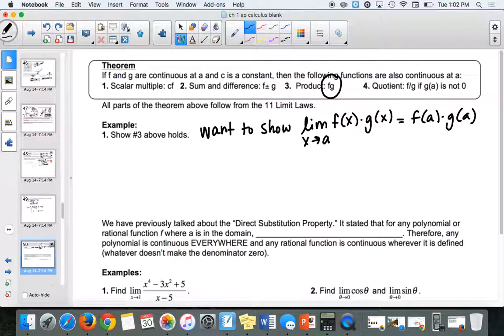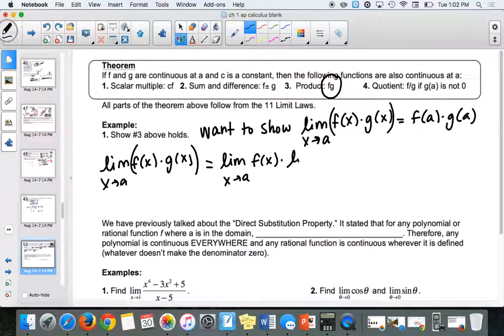So we know that the limit as x goes to a of f of x times g of x, maybe I should do big parentheses, is the same as the limit as x goes to a of f of x times the limit as x goes to a of g of x. Do you guys remember with limit laws why that's true? You can bring a limit into a product. So in our theorem, we said if f and g are continuous at a, then what is this and what is this?